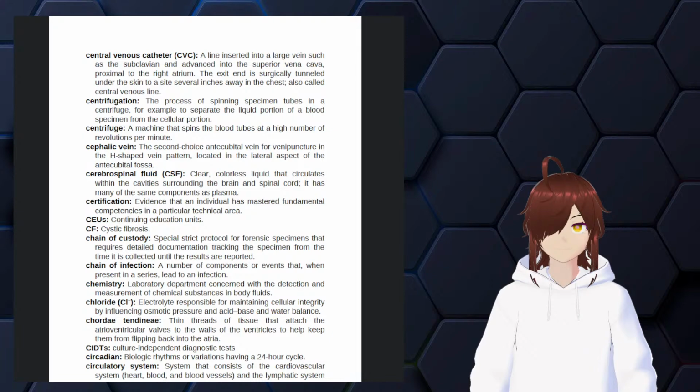Chemistry: the laboratory department concerned with the detection and measurement of chemical substances in body fluids. Chloride, Cl-, an electrolyte responsible for maintaining cellular integrity by influencing osmotic pressure and acid-base balance.